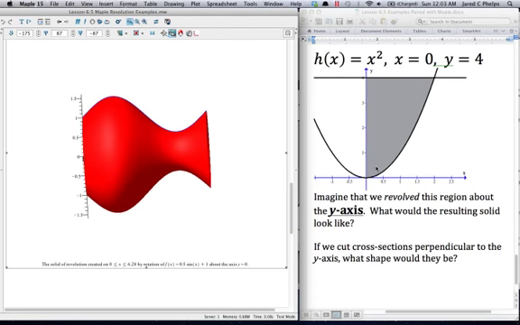Now this question is asking something different. I'm not asking what would happen if I revolve this around the x-axis. I'm now saying, what if I revolve around the y-axis? What would that solid shape look like?